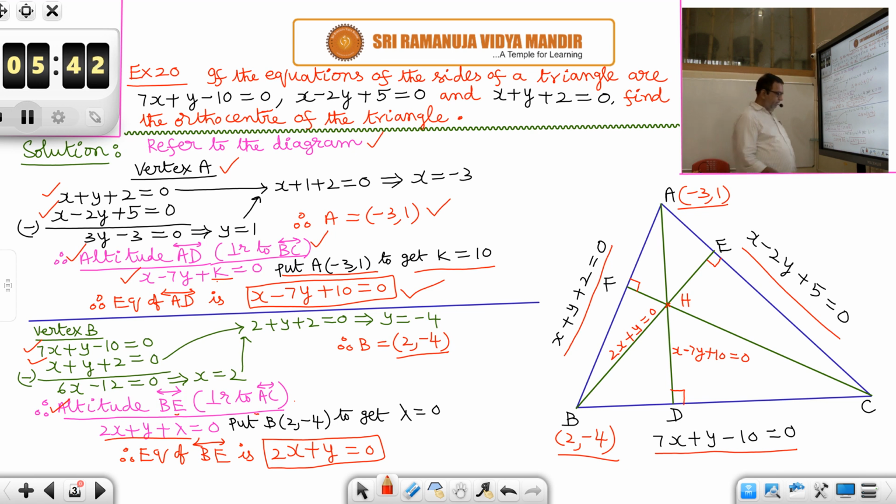This altitude is passing through B, 2 comma minus 4. By substituting 2 comma minus 4, you get lambda equal to 0. So the equation of the altitude BE is also obtained. Now this is one altitude, this is another altitude. So solving them, you get the orthocenter. Next page.